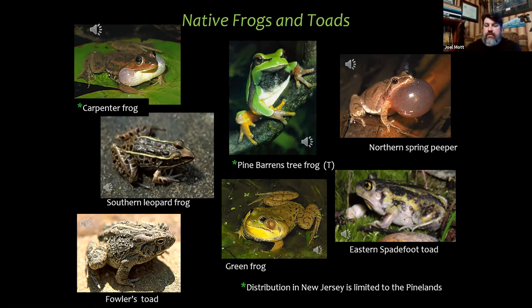The spring peeper is also considered a tree frog, so it's in kind of the same family as the Pine Barrens tree frog. If you look at their fingers, they have pods, more of a rounded pod, whereas the true frog has more long digits, like the southern leopard frog. Leopard frogs are calling right now. They're pretty loud, and a lot of times you see them in the same area with the peepers, so it's hard to distinguish.